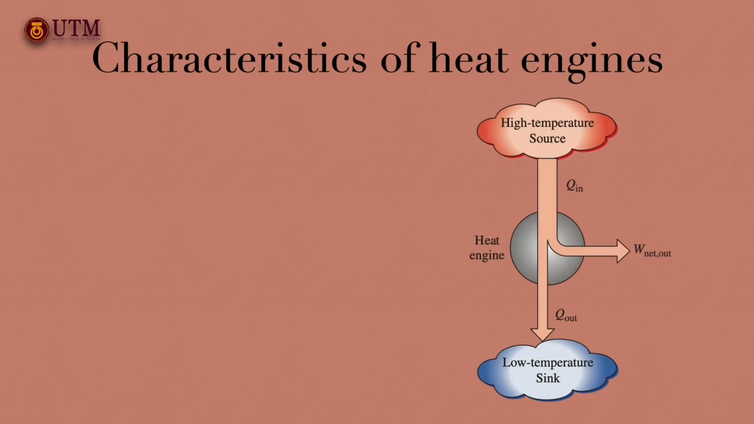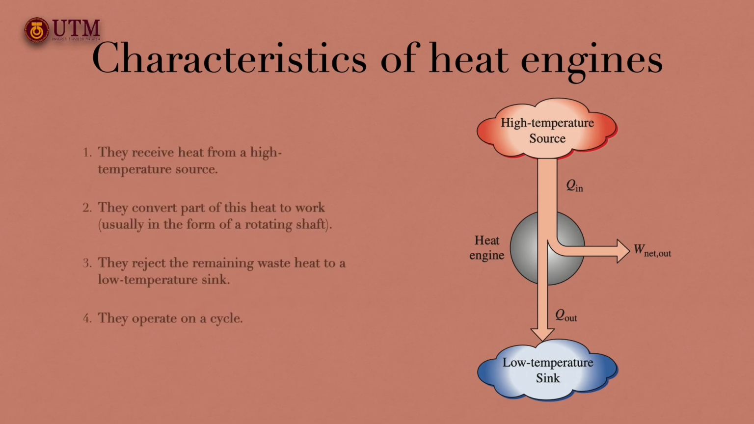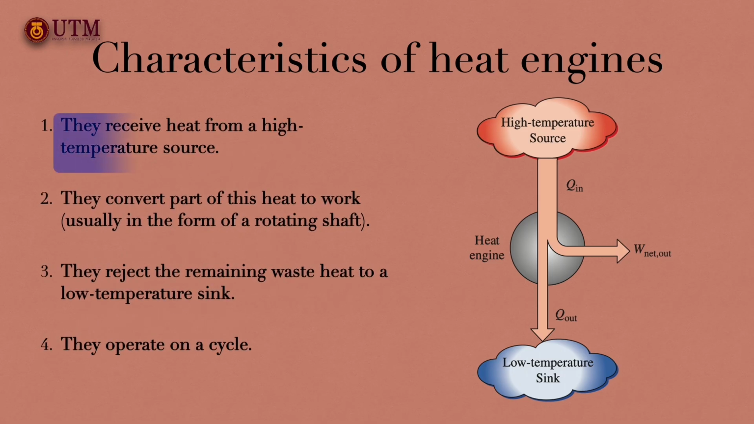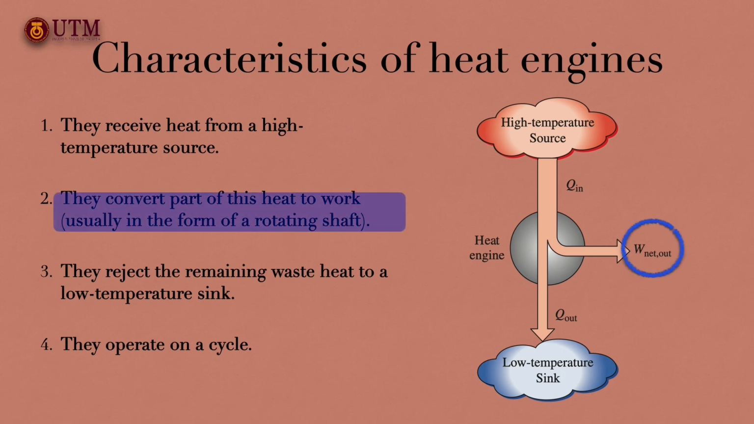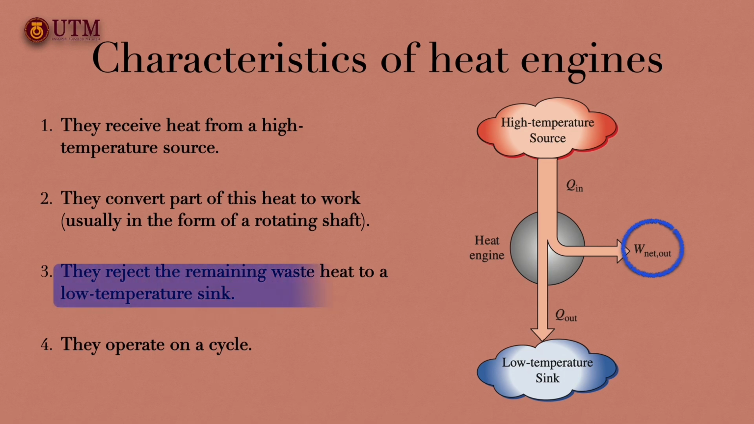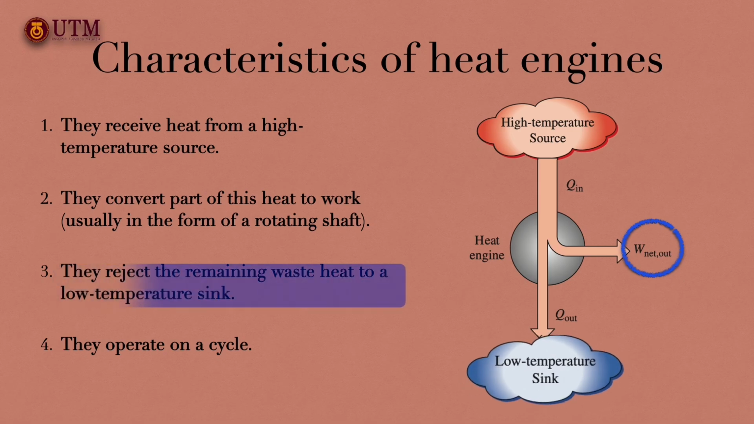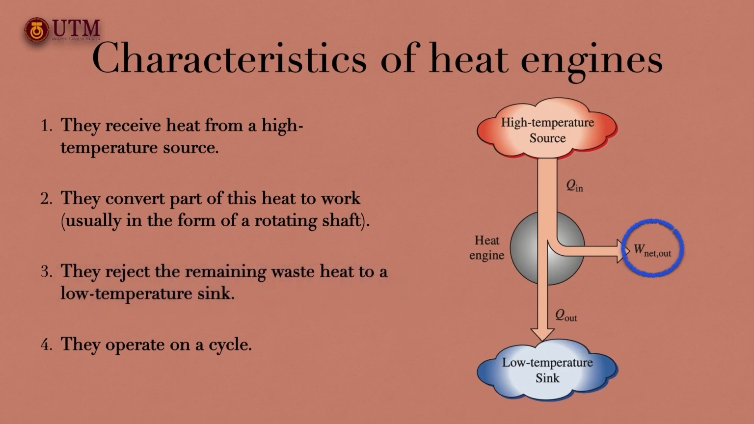They receive heat from a high temperature source such as solar energy, oil furnace, nuclear reactor, and so forth. And they convert part of this heat to work, usually in the form of a rotating shaft. They reject the remaining waste heat to a low temperature sink, such as to the atmosphere and oceans. Finally, they operate on a cycle.